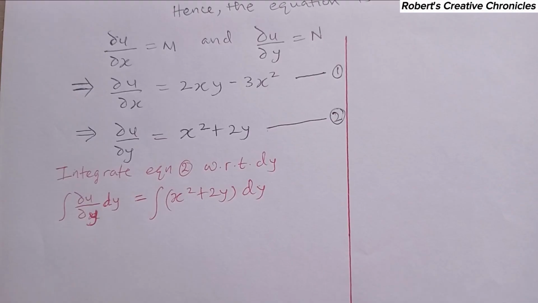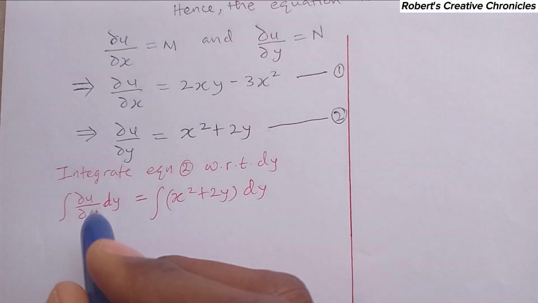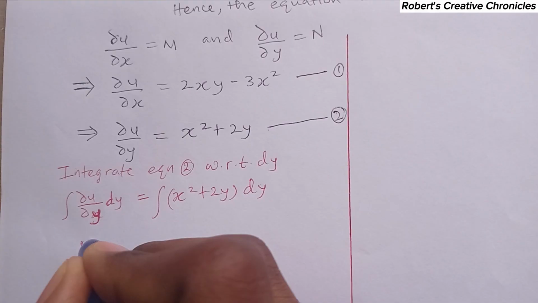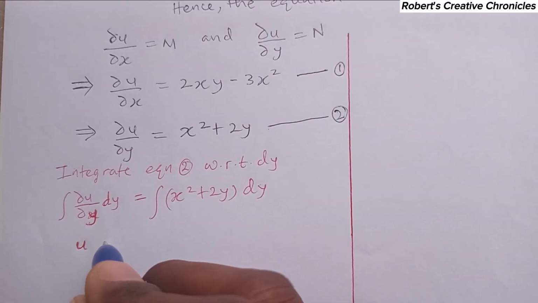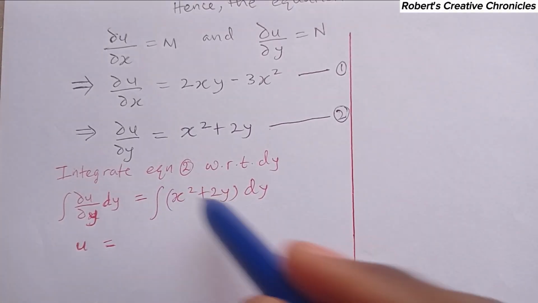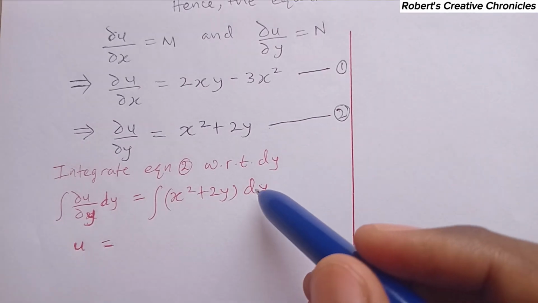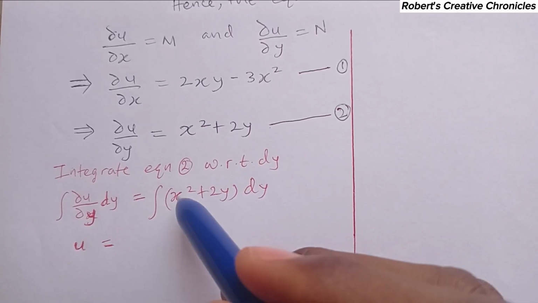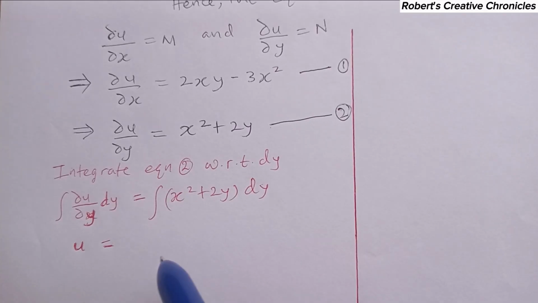So now this left hand side becomes u because of this integral and this derivative. Then this side, you can open the bracket first: the integral of x squared dy. So what is the integral of x squared dy? Since we are integrating with respect to y, we are going to treat x as a constant, like we do in partial differentiation. So this x squared now will become a constant.